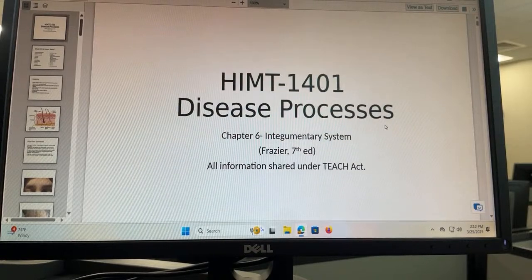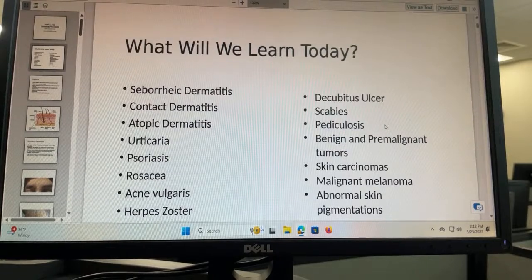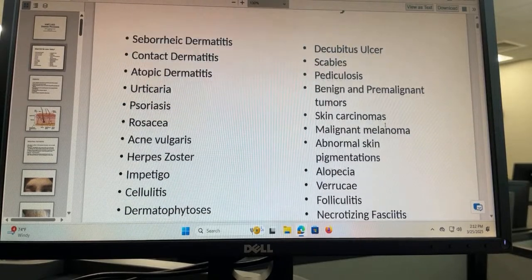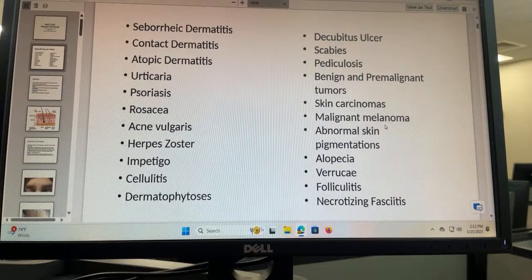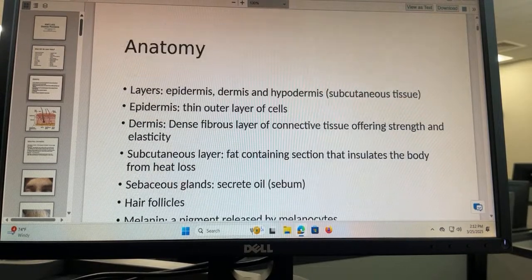All right, so chapter 6, here are the different topics that I took out from the textbook that we'll be talking about. If it's not on this list, don't worry about it. You won't be tested on it.